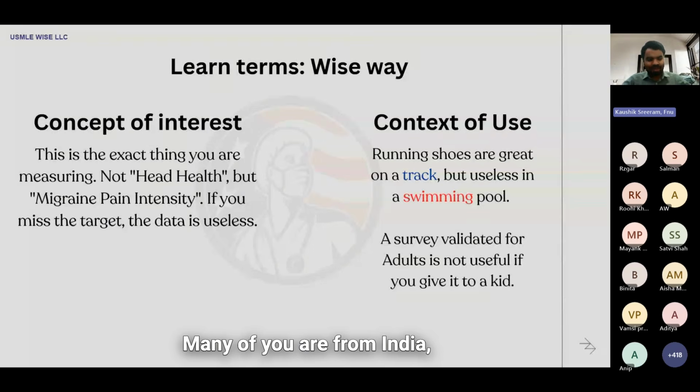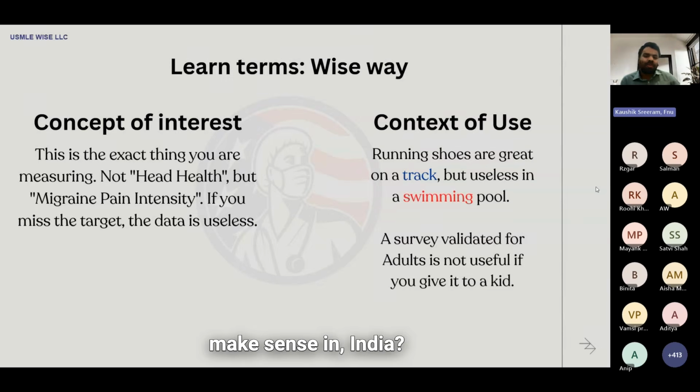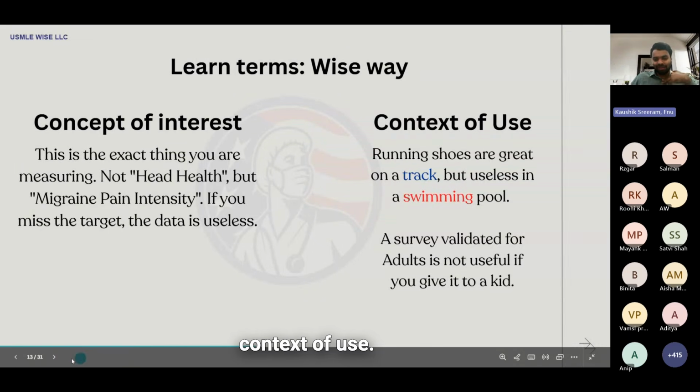Many of you are from India, Pakistan, and other regions. How many of your patients will know what 1 gallon of milk is? Say yes or no. Not a lot of patients, not a lot. Now, if the West is telling you that, hey, to capture this concept of interest, to capture an outcome measure in your patient population, one of the questions is, can you lift 1 gallon of milk? Does that question make sense in India? No, the patient will be like, what are you even talking about? So that is another level of validation. So that is the context of use, correct?